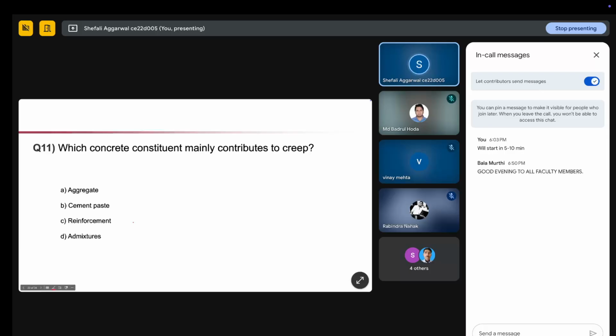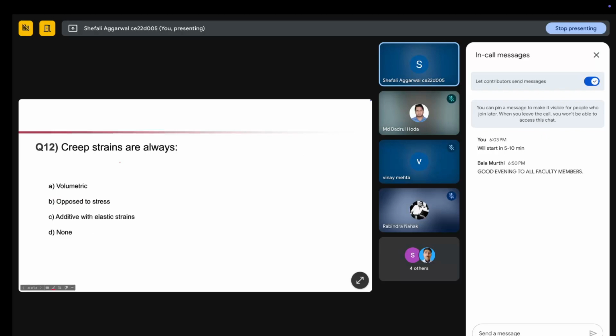Which concrete constituent mainly contributes to creep? Aggregate, cement paste, reinforcement or admixture? The main effect will be due to cement paste. B, correct. And secondary is due to the addition of different types of aggregates.